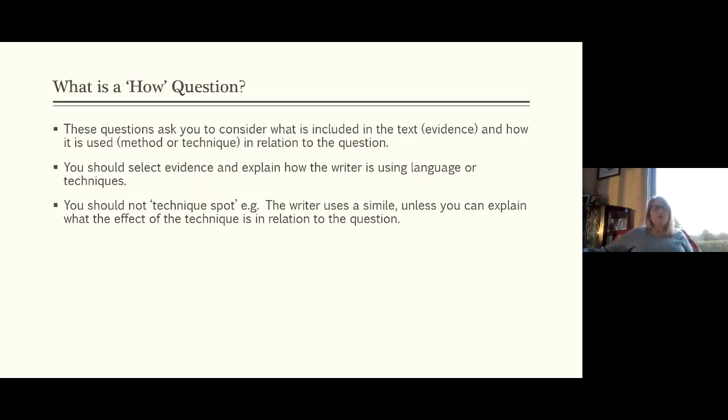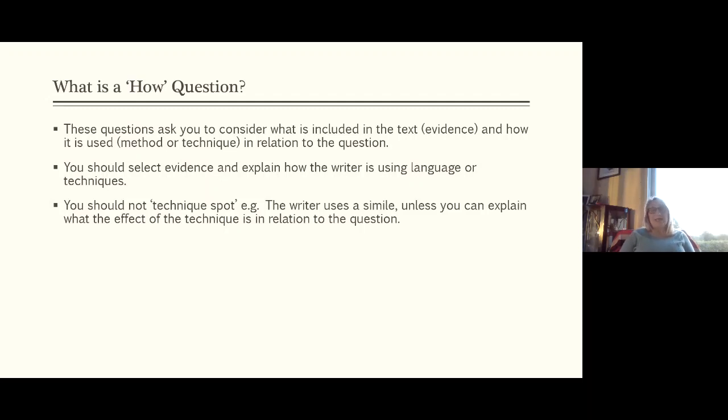OK, so if you move on to the how question, again, these questions ask you to consider what's included in the text, so some evidence. You're getting evidence from the text, and again, how it's used in relation to the question. So you're looking at method or the technique of the writer. So how is the writer using the language or the techniques in the text to relate to the question that you're being asked? So you should select evidence and explain how the writer's using language or techniques.